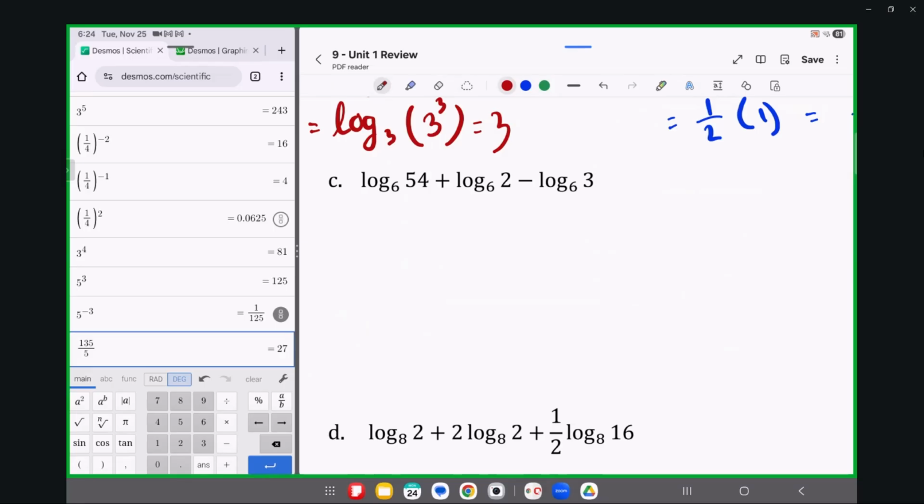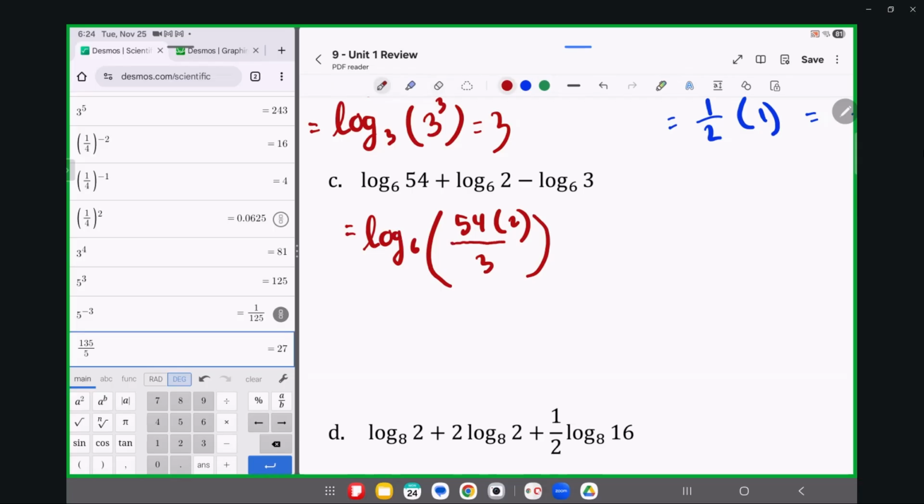And so we can combine these all into one step. So we can write this as log base 6 of 54 plus log base 6 of 2, so we have a plus sign here. So it's going to be 54 times 2. And we're minusing off log base 6 of 3, so we're going to divide this by 3.